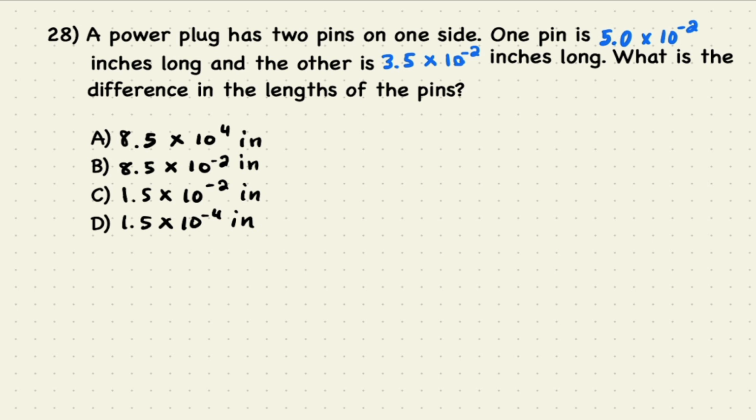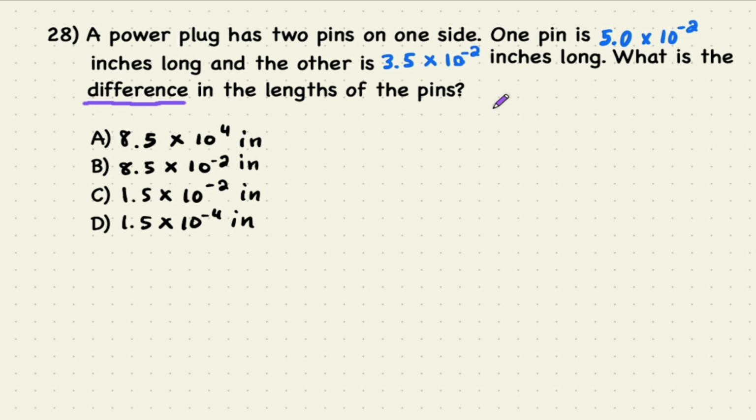Number 28, a power plug has 2 pins on one side. One pin is 5.0 times 10 raised to the negative second power inches long, and the other is 3.5 times 10 raised to the negative second power inches long. What is the difference in the lengths of the pins? So here we have this keyword difference. So right off the bat, we know to subtract.